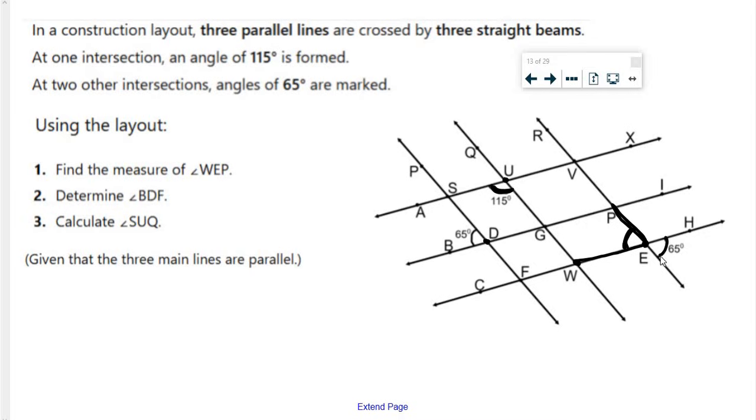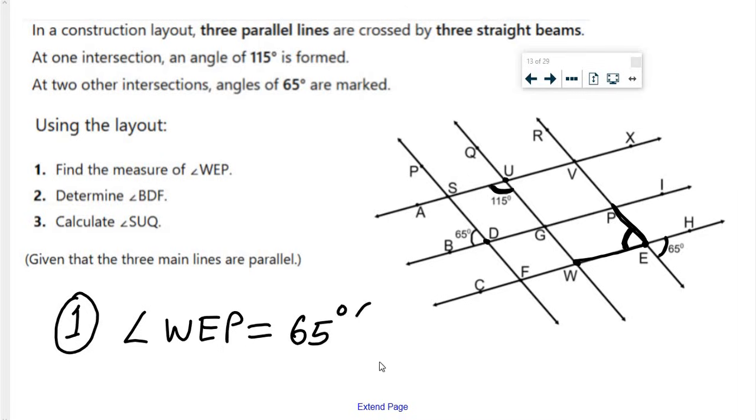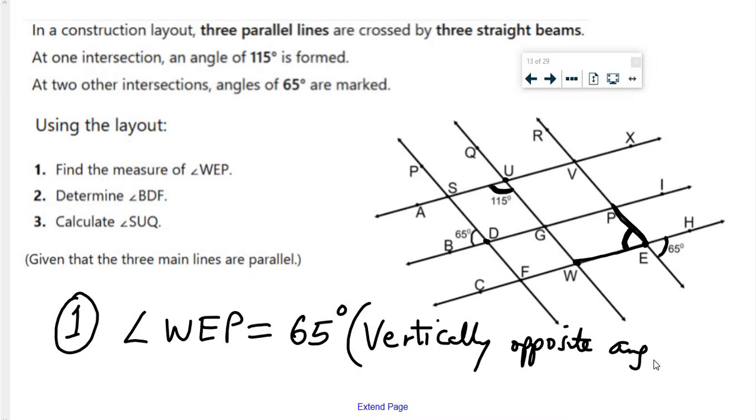Now if this angle is 65, automatically even that angle will be 65. So you'll go ahead writing question number 1. Angle WEP will be equal to 65. Give reason. Vertically opposite angles are equal.